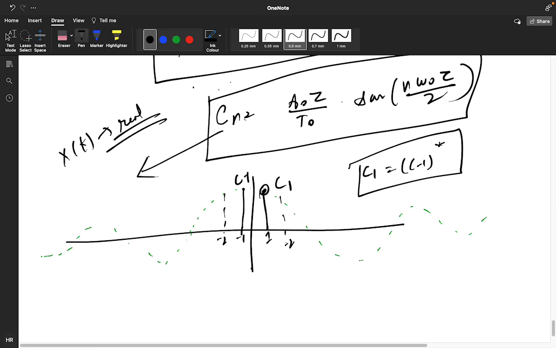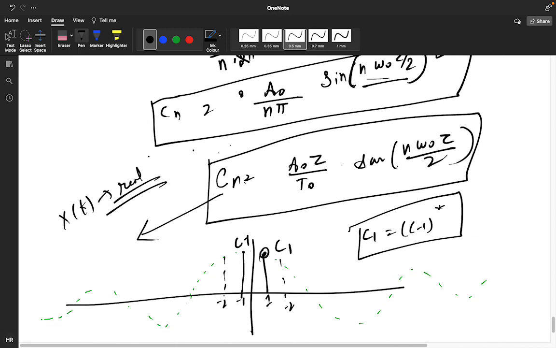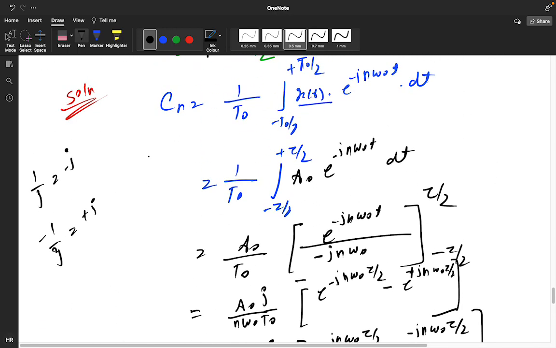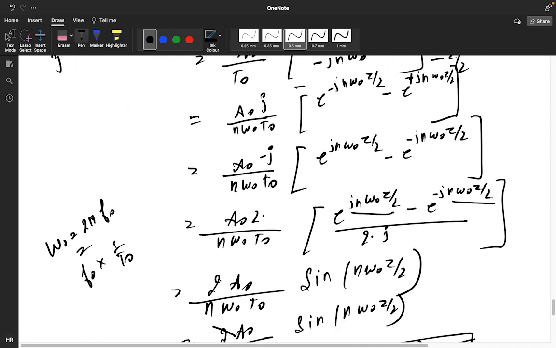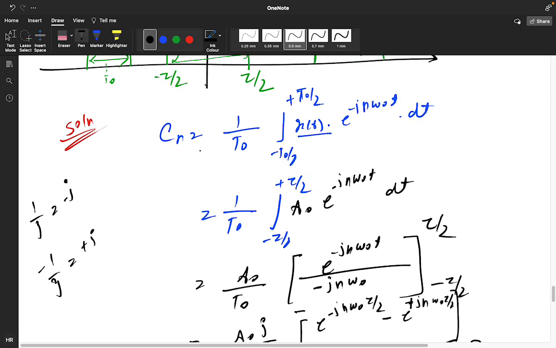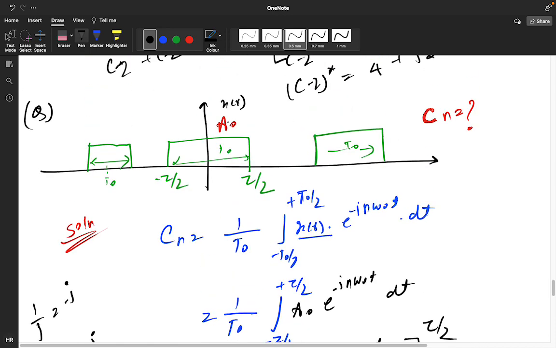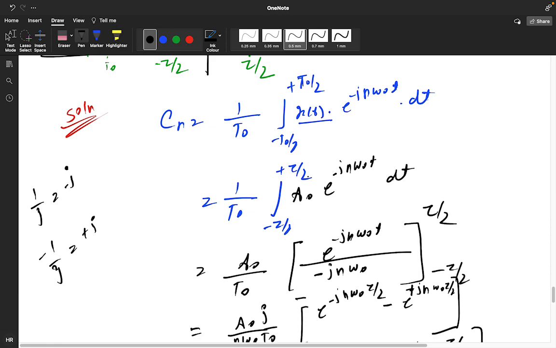Okay, if you are getting confused, just go and revise the sampling and sync functions. Then you will not be confused by this kind of thing. And the process is this only, to find the waveform and all. You just need to put the things in this equation. C of n is equal to 1 by T naught, integral from minus T naught by 2 to plus T naught by 2 of x of t e power minus j n omega naught t dt. The x of t value is this A naught, and the integration we are doing from minus tau by 2 to plus tau by 2.